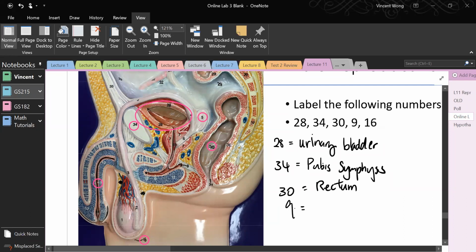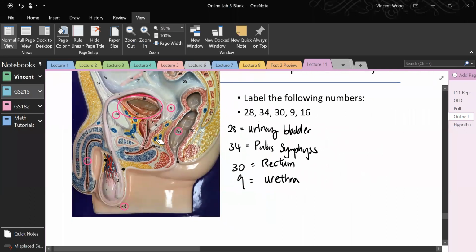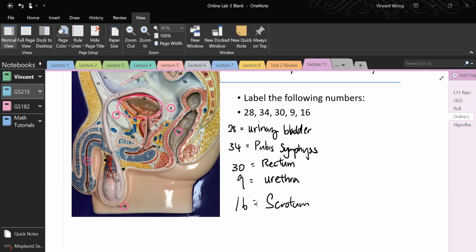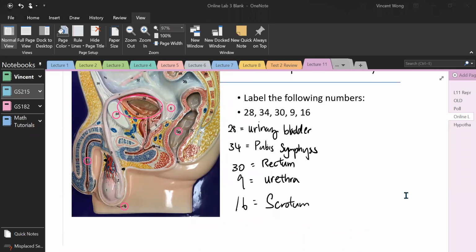Number 9. Where is number 9? It's like finding Waldo. It's so hard to see from this picture. Number 9 is right here. That is the urethra. Both urine and semen come out from the same tube. That's why the bulbourethral gland has to flush it before the sperm comes out. Number 16, that's the skin that goes around the testicles. That's the scrotum. If it's hot, the scrotum would pull the testicles away from the body. If it's cold, it will pull them towards the body, because spermatogenesis is sensitive to temperature.